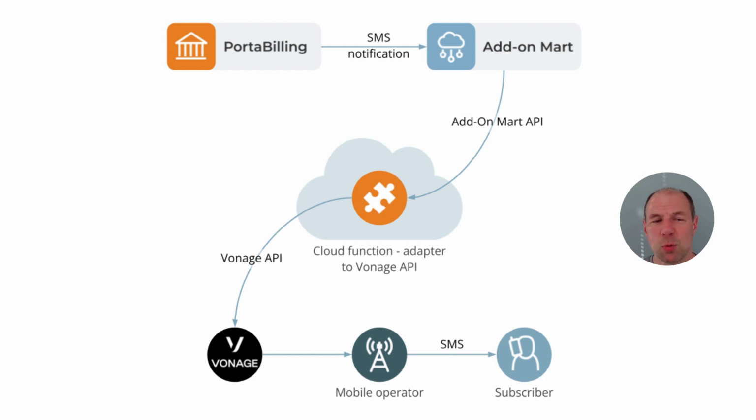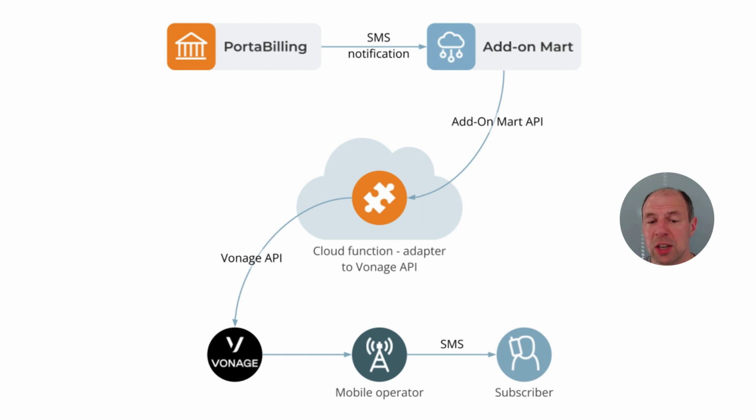So portal billing doesn't want to know and overcomplicate things with knowing all of the details. So what it does, it sends a message to Add-on Mart, where an SMS will be delivered then according to the choice of a telco which uses the Add-on Mart.